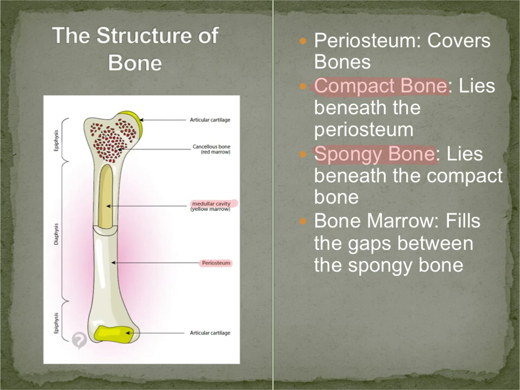The ends of a long bone are called the epiphyses, singular is epiphysis, whereas the center of the long bone is called the diaphysis.